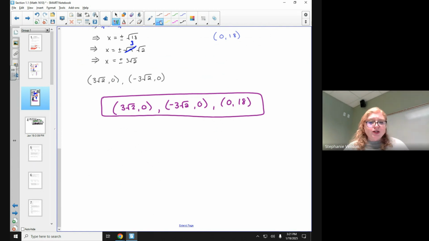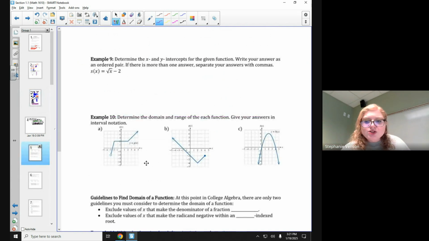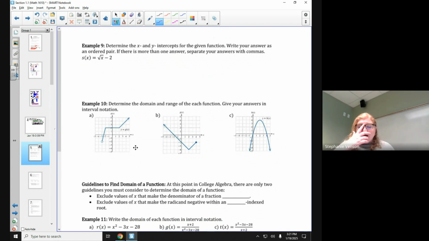Okay, let's do another one just to make sure that we have the concept of the x and y intercepts. Okay, so let's take a look at example 9. Now, this would be a great place for you to pause the video, try example 9, and then once you have your answer, you can play it and listen to my explanation to see if you got it right.